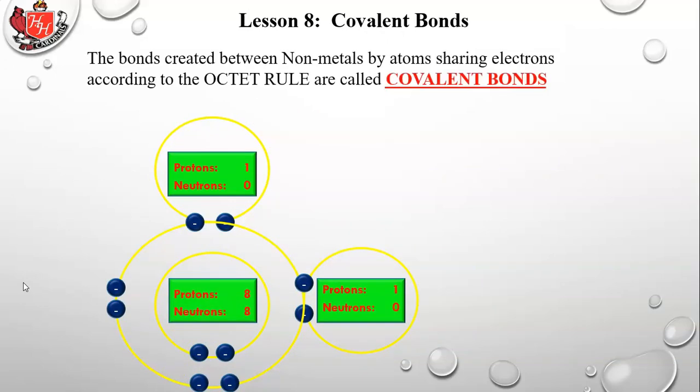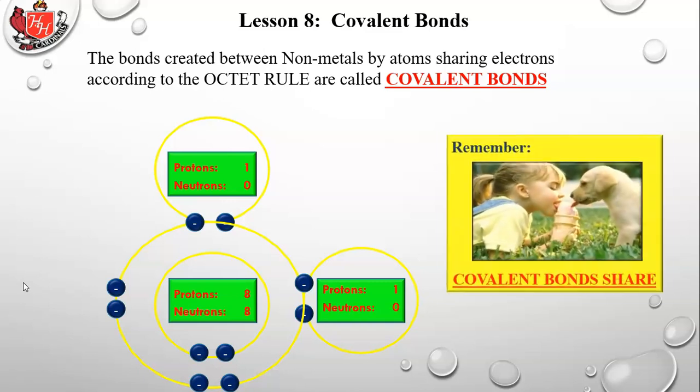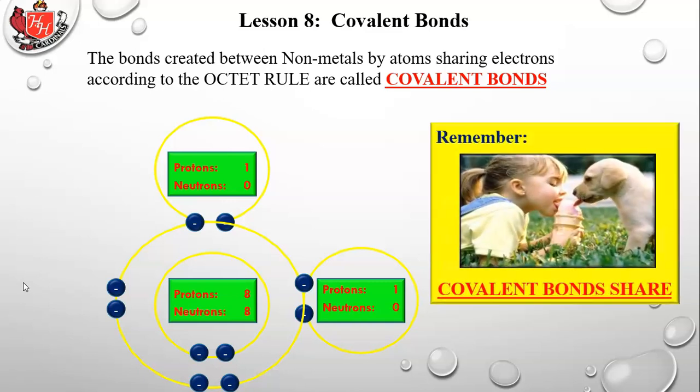The bonds created between nonmetals by atoms sharing electrons according to the octet rule are called covalent bonds. So electrons are not taken away from one atom by another atom to create a positive and negative. They're simply shared. So covalent bonds share.